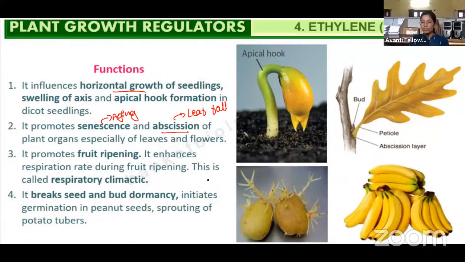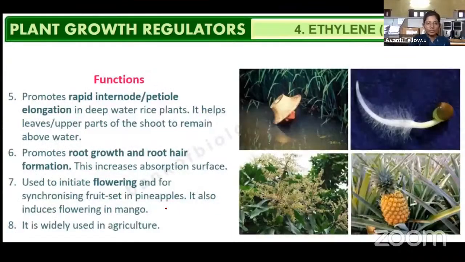Parents will say no sometimes. That is because the seeds are having a dormancy. But if we want to break that dormancy, we can add this ethylene. It also initiates the germination of peanut seeds, sprouting of potato, and many more. Okay, this is about ethylene, and you can see some more functions of the ethylene also.